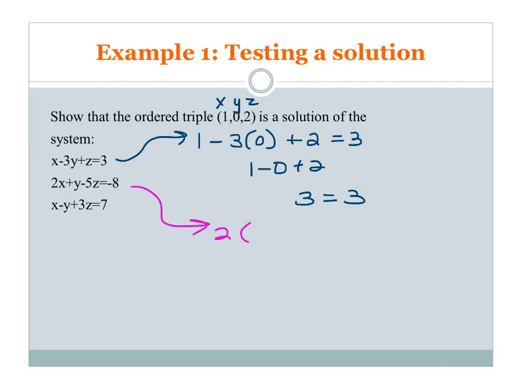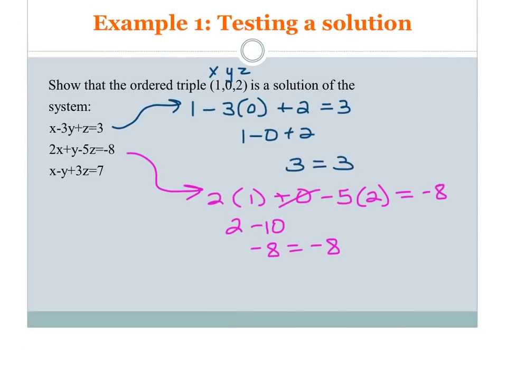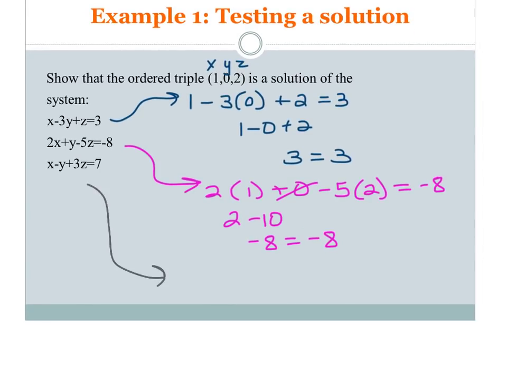Second one, 2 times 1 plus 0 minus 5 times 2 equals negative 8. And I get 2, the 0 goes away, minus 10, negative 8 equals negative 8. That's the second one. And then the last one, x, which is 1, minus 0, which is y, plus 3 times z, which is 2, equals 7. 0 is gone again. 1 plus 6 equals 7, and 7 equals 7.